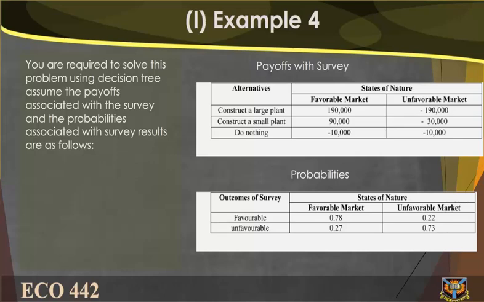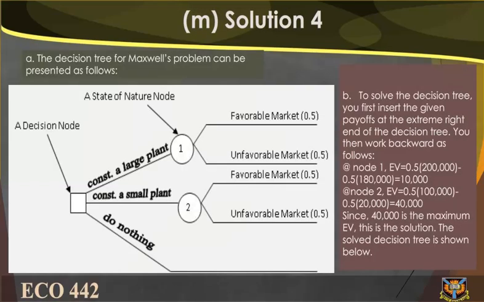Assume the payoffs associated with the survey and the probabilities associated with survey results are as follows. Payoffs with survey. Probabilities. Solution 4. A. The decision tree for Maxwell's problem can be presented as follows. B. To solve the decision tree, you first insert the given payoffs at the extreme right end of the decision tree. You then work backward as follows.